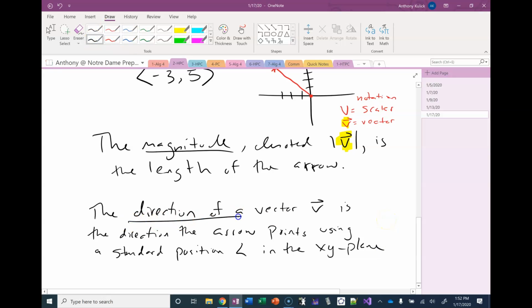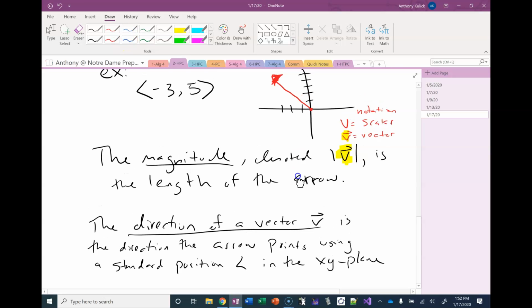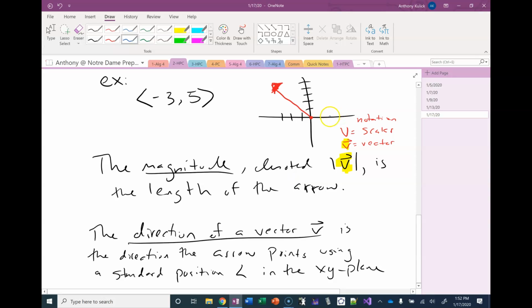So the direction of a vector is just the direction the arrow's pointing. We use our standard position angles in the xy plane to describe that vector, or to describe that direction. So if I go back and I look at this vector that I drew just a moment ago, this is my direction then. Typically, I'll use the Greek letter theta to describe a direction, but it's the same standard position angle that we used all throughout first semester.